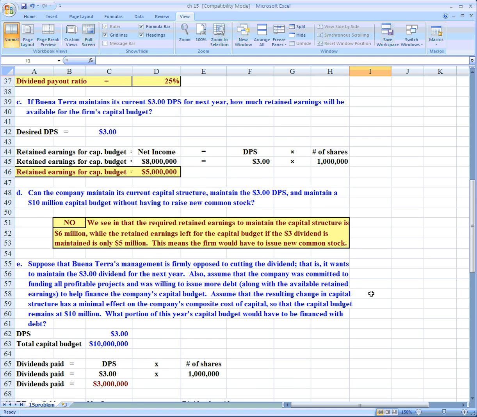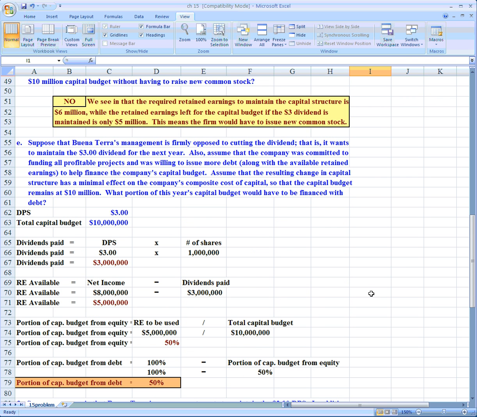Okay, part E. Suppose Boonatera management is firmly opposed to cutting the dividend. That is, it wants to maintain a $3 dividend for the next year. Also assume that the company is committed to funding all projects and is willing to issue more debt along with available retained earnings to help finance the company's capital projects. Assume that the resulting change in capital structure has a minimal effect on the company's composite cost of capital, and the capital budget will remain at $10 million. What portion of this year's capital budget would have to be financed with debt?